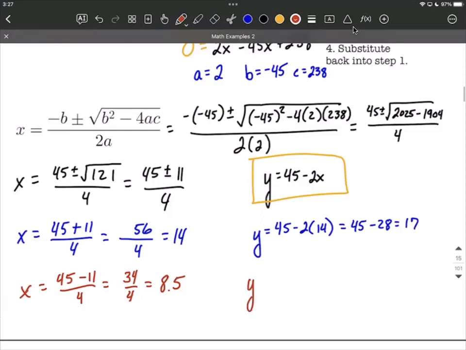Or we could plug in 8.5. That would make a different fence. 45 minus 2 times, instead of x, we're going to put 8.5 in there, which is 45 minus 17 makes 28. All right, so either our dimensions are 14 by 17, x value then y value, or they're 8.5 by 28.